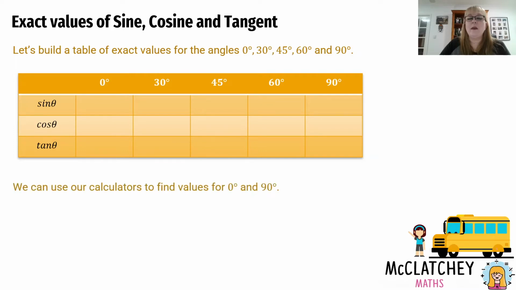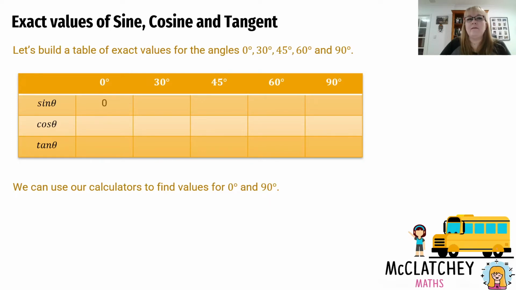Okay, so we can get some exact values for 0 and 90 degrees because these are angles that don't really make sense in a right angled triangle. If you think about those, it wouldn't be a triangle if there was an angle of 0. We've got 90 degree angles as well, but we don't usually use trigonometry to work those out. So let's use our calculators.